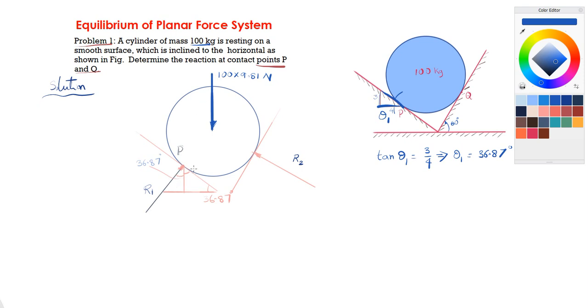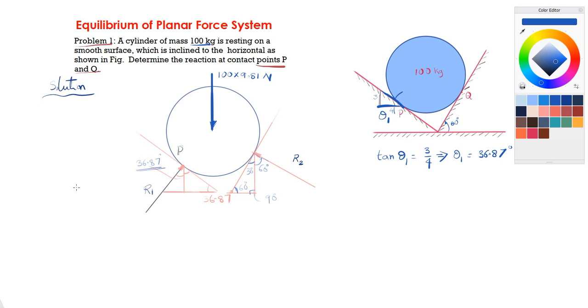So this is 36.87. Similarly, let us find out the angle of the other reaction force R2 with the vertical. So I am going to draw another vertical at point Q here, and let's take a horizontal line, and as we know this angle here is 60 degrees, so this is 90, and so this will be 30, and because this total angle here is 90 degrees, if we subtract 30 degrees from that, it will be 60 degrees. So R2 makes an angle of 60 degrees with the vertical. R1 makes an angle of 36.87 degrees with the vertical.